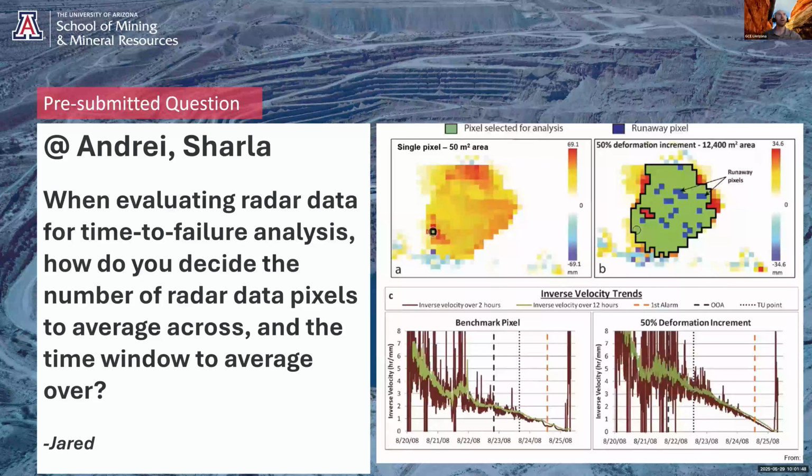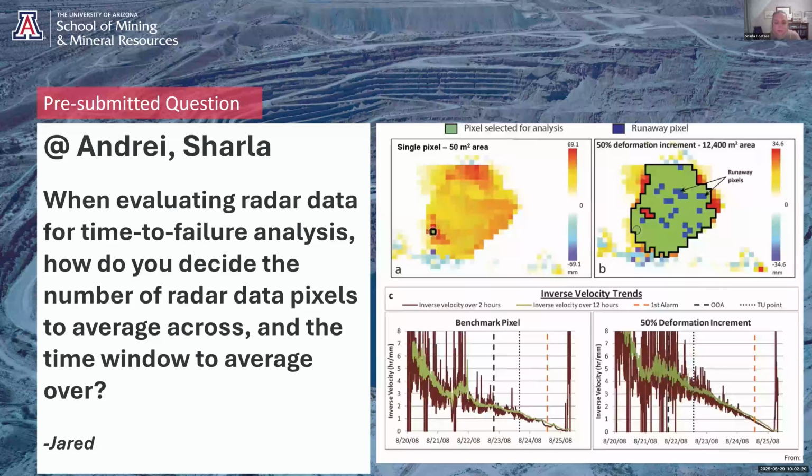Good question, Jared. I have included a figure from Graham Dick's presentation, which I think is from one of his publications, where he has a single pixel on the top left that he's analyzing and the corresponding charts below. Then there are multiple pixels on the top right, and the corresponding charts below. He's averaging over different time windows, just so we can get a visual of what we're actually talking about.